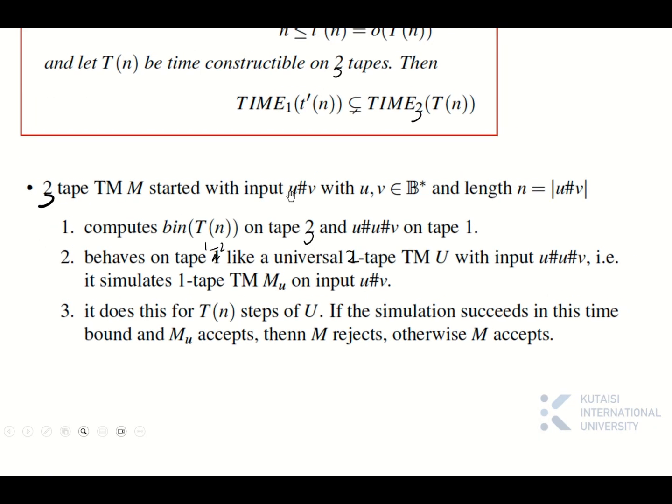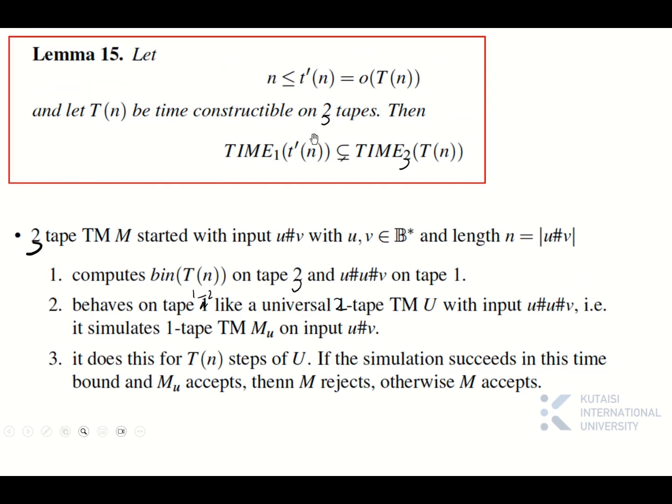So it starts with an input, some string, then another string with a hashtag in the middle, and let's say this input has length n. First of all, it computes this function Tn, which is given in binary on tape 3. Function Tn is time constructible, so you can compute it in less time than O(Tn). So I compute Tn on tape 3, and I write U hashtag V on tape 1.